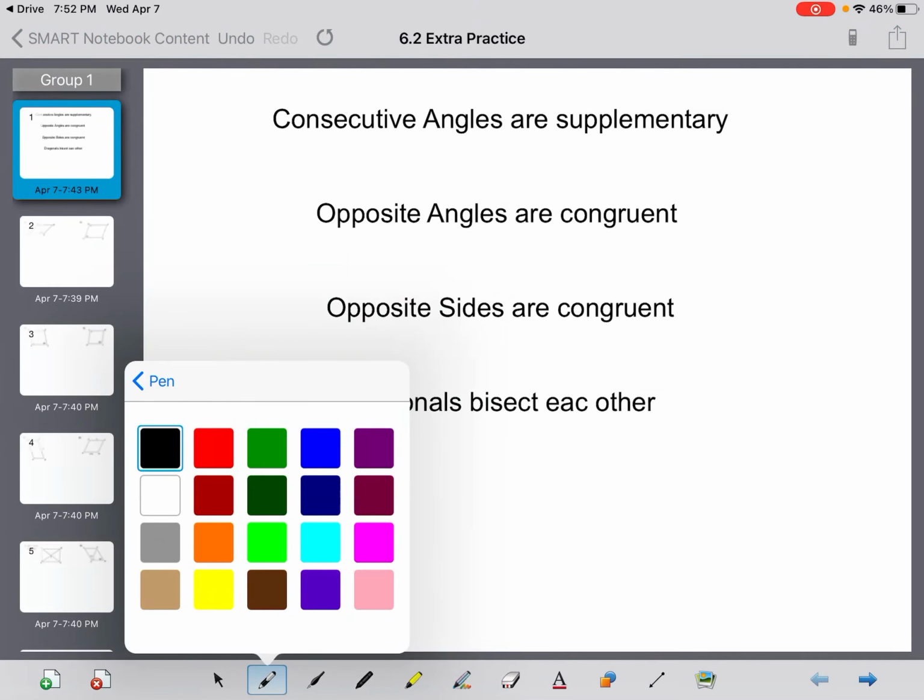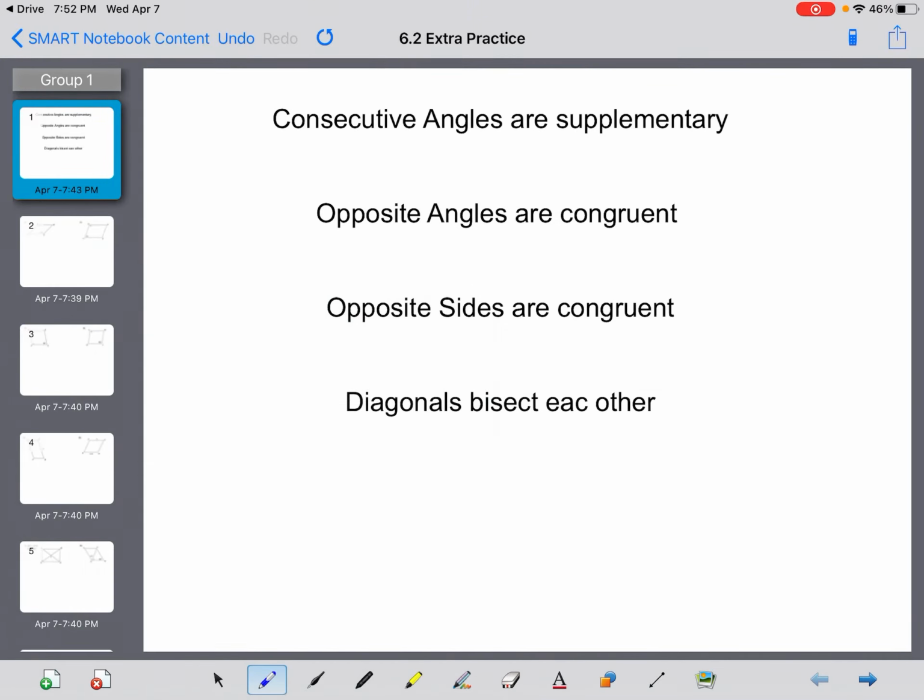All right, everyone, this is your 6.2 extra practice, okay? This page that you're seeing right now is not in your packet, all right? These are just the notes that you may want to jot on the side, the top of your page, the back of your packet, that you're going to need to complete these questions, okay?